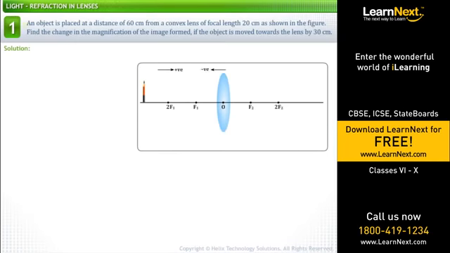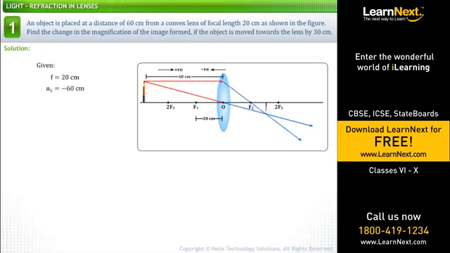In this problem, an object is placed at a distance of 60 centimeters from a convex lens of focal length 20 centimeters, as shown in the figure. You need to find the change in the magnification of the image formed if the object is moved towards the lens by 30 centimeters. Given, focal length of lens f is equal to 20 centimeters, and the initial distance of object is equal to minus 60 centimeters.